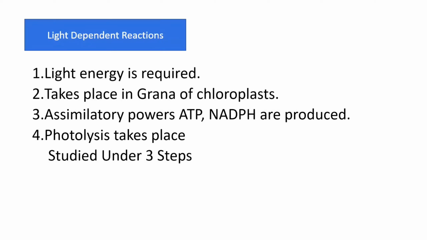Then light dependent reactions. For this, light energy is required. This takes place in grana of chloroplast where the chlorophyll molecules are present. Assimilatory powers ATP and NADPH are produced in this reaction. Photolysis takes place. These are the four major events that take place in light dependent reaction. The reactions that take place in light dependent reactions will be studied under three steps.